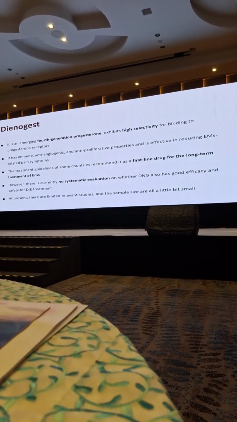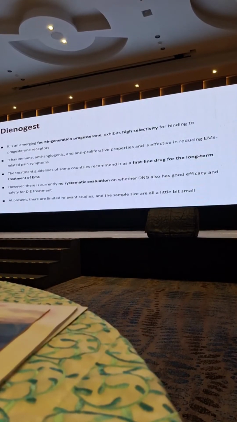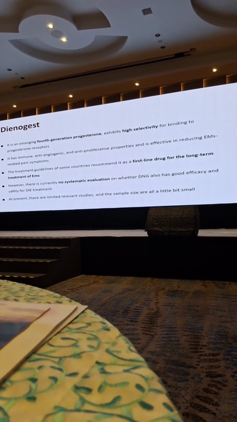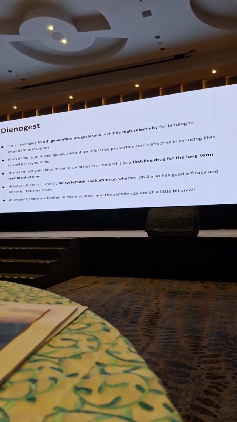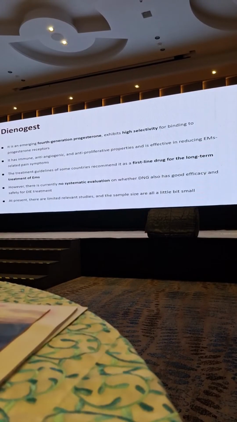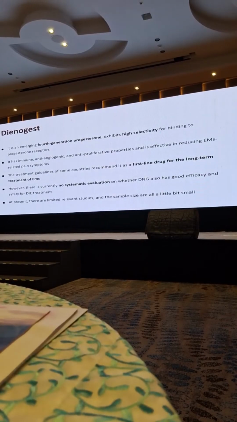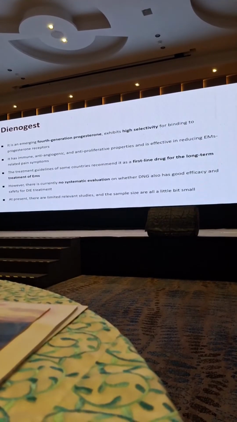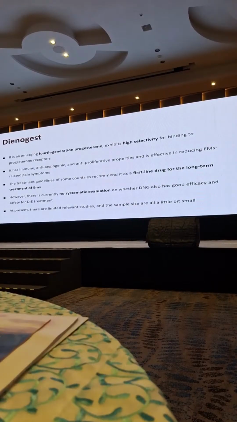Next comes dienogest, which is a 4th generation progestin specifically designed to treat endometriosis with high selectivity for binding to the progesterone receptor. It has immunomodulatory, anti-angiogenic and anti-proliferative properties and is effective in reducing endometriosis-related pain symptoms. The treatment guidelines of some countries recommend it as the first line drug for long-term treatment. However, there is currently no scientific evidence on whether dienogest has good efficacy or safety for deep endometriosis treatment.